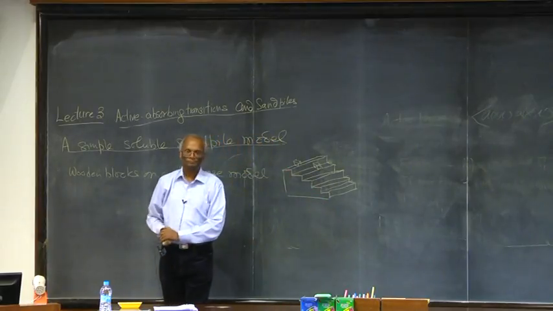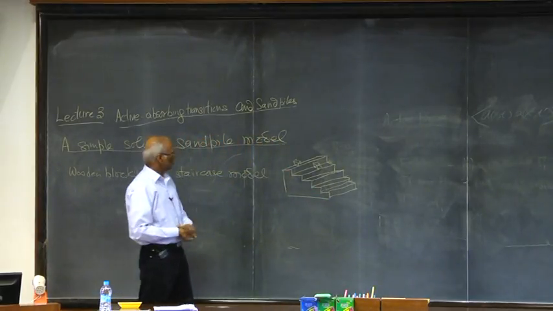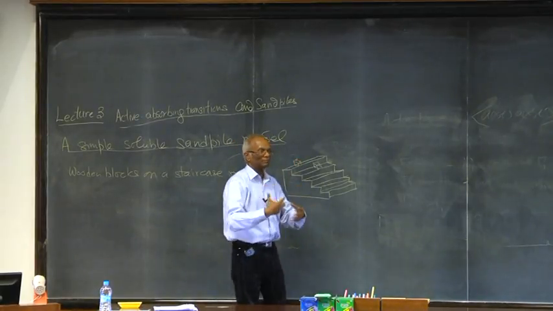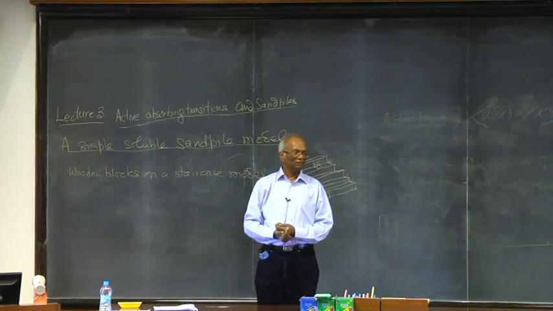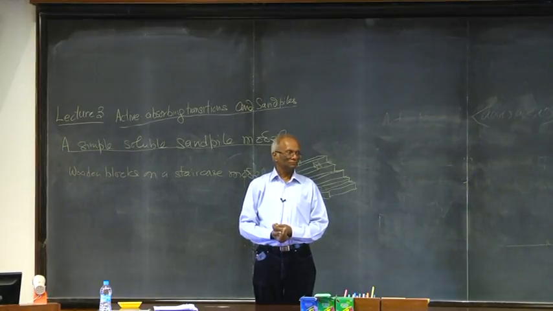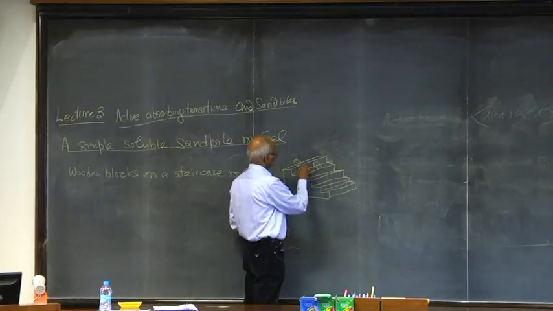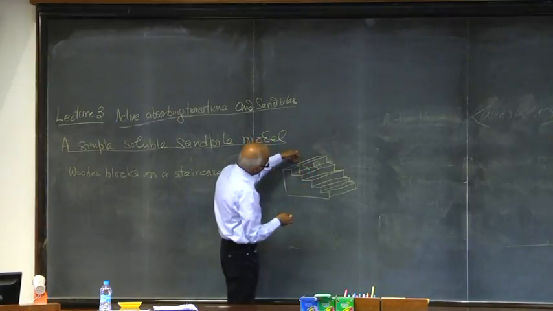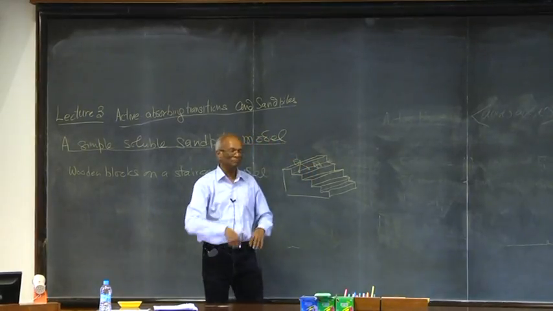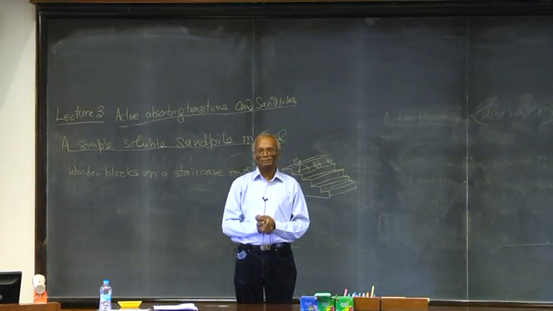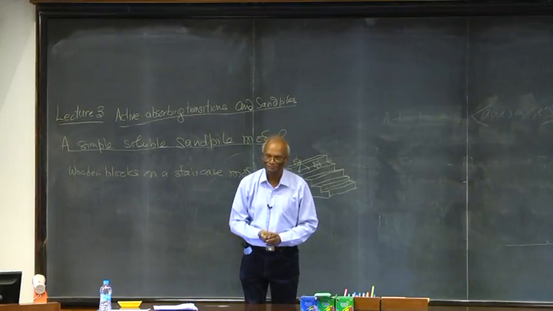and so on. Okay? So the rule is that if it so happens that two blocks come and sit on top of each other, then they become unstable and they topple and they go down. One goes to the left and one goes to the right. That may not sound immediately very reasonable, but that is the simplest model one can think of.